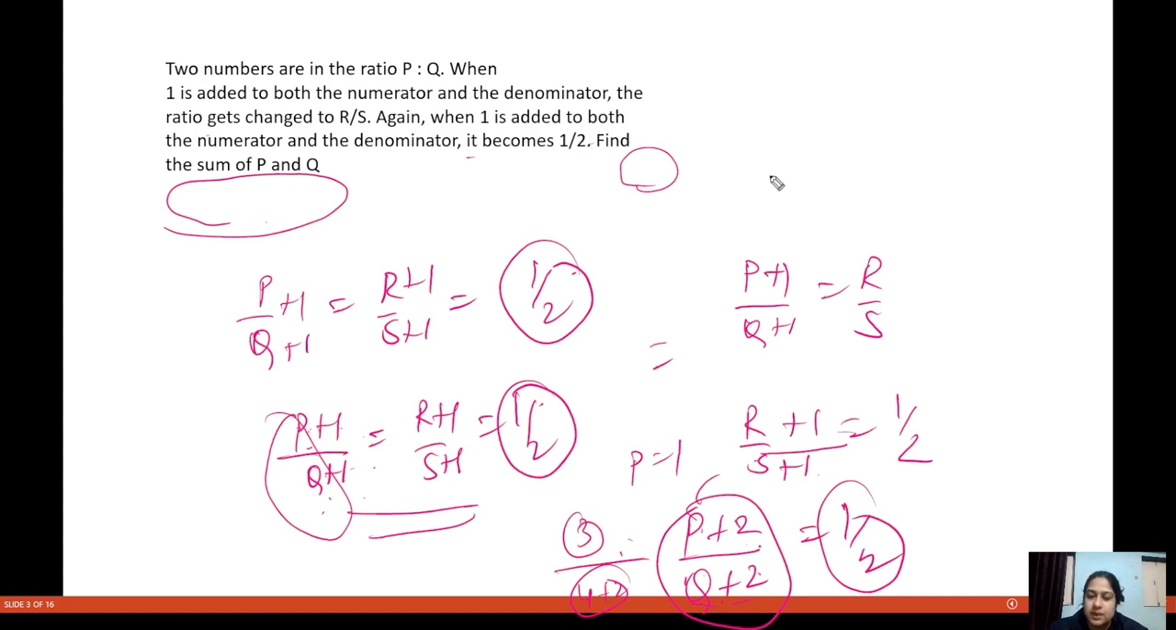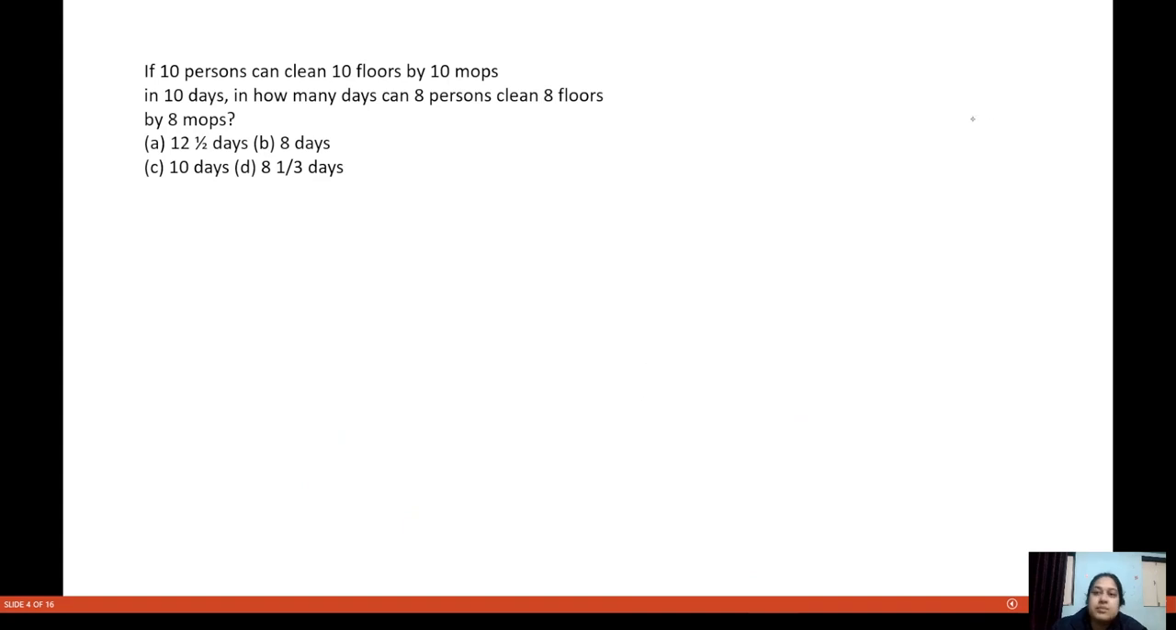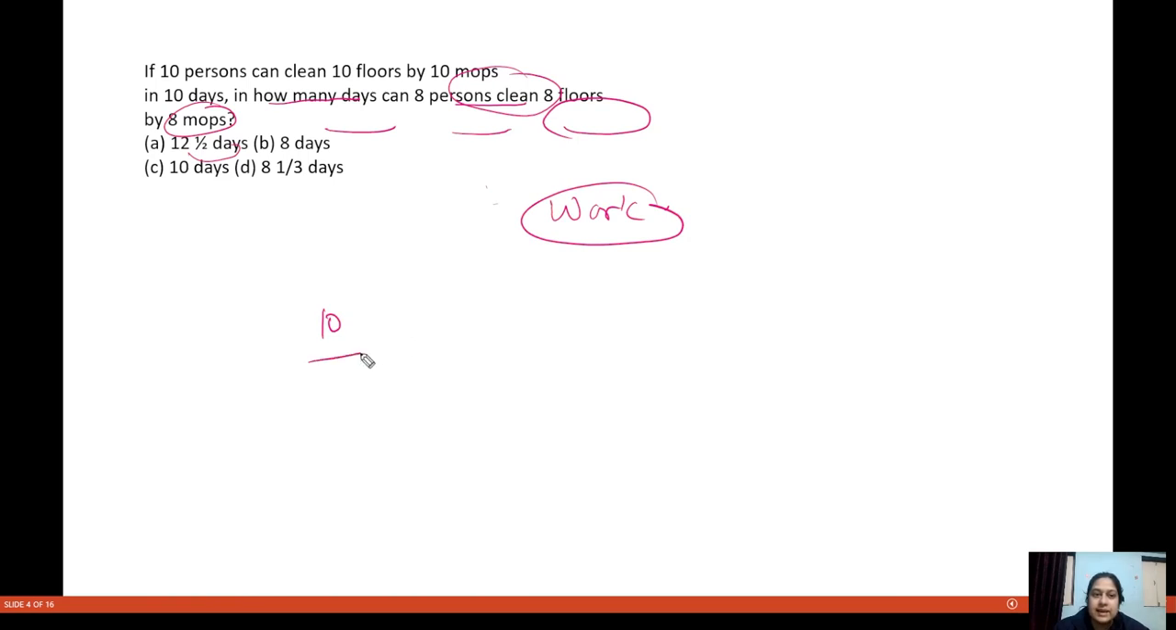Fine. Now, let us move on to the next question. If 10 persons can clean 10 floors by 10 mops in 10 days, in how many days can 8 persons clean 8 floors by 8 mops? So this is a classic work question. It is saying 10 persons can clean 10 floors by 10 mops in 10 days. In how many days can 8 persons clean 8 floors with 8 mops? So this is basically the question they are asking.